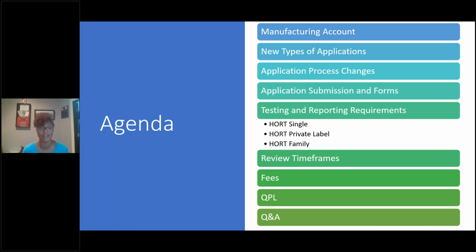So let's get started. What are we going to talk about today? We're going to talk about manufacturing accounts, some of the new applications that are available with the Hort 2.0 release, some of the changes in the application process, the application submission and forms that are required. We're going to go a little bit into the technical and reporting requirements for the app types that are available, and also review the review timeframes and fees, and also show you a little bit about our new QPL format that was released August 1st. And then we'll wrap up today's sessions with our Q&A session.